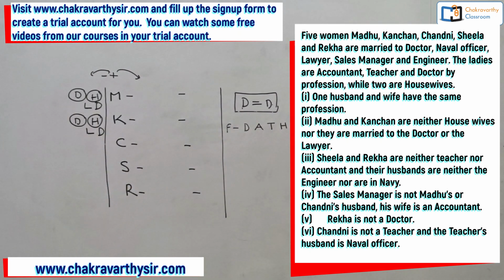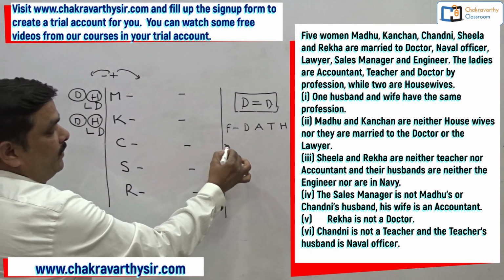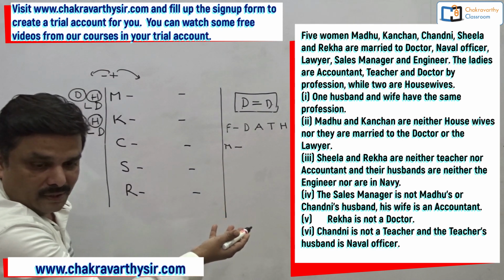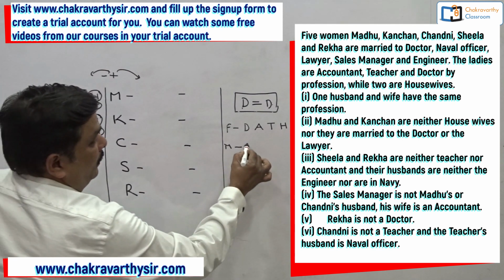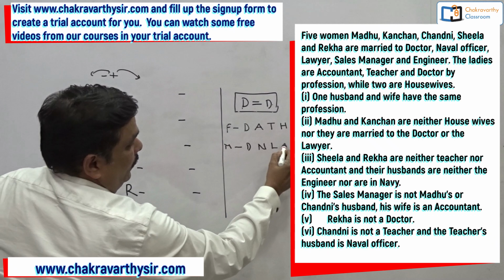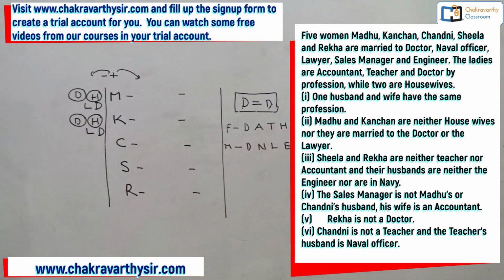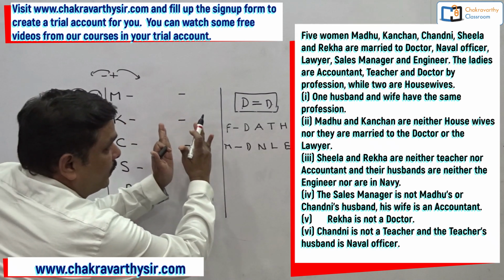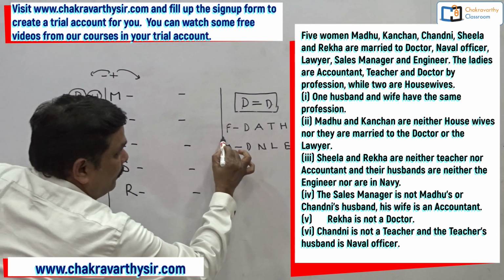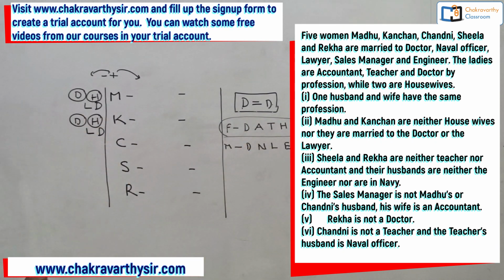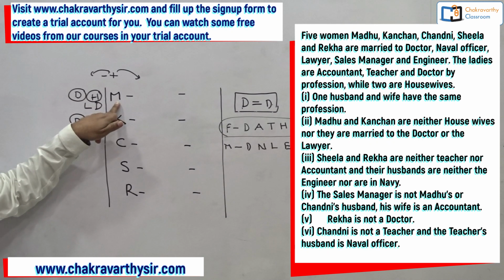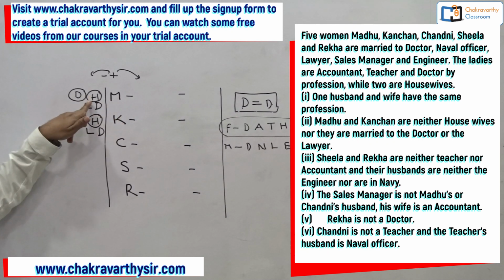This way for female. For male, of course we'll discuss male also, what have they given? Doctor, naval officer, lawyer, engineer, sales manager. 1, 2, 3, 4, 5. That's it. Okay. Now you can further squeeze out the information with the help of this one. How is that, students? If you take Madhu, Madhu cannot be a housewife.